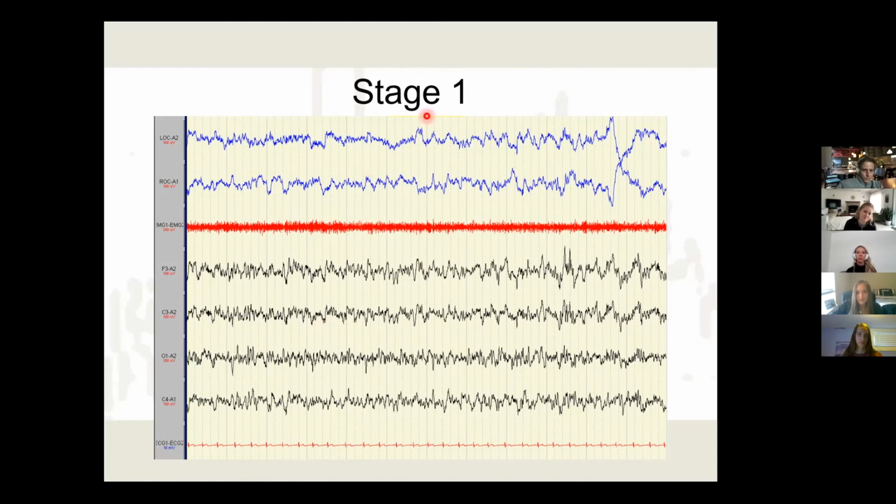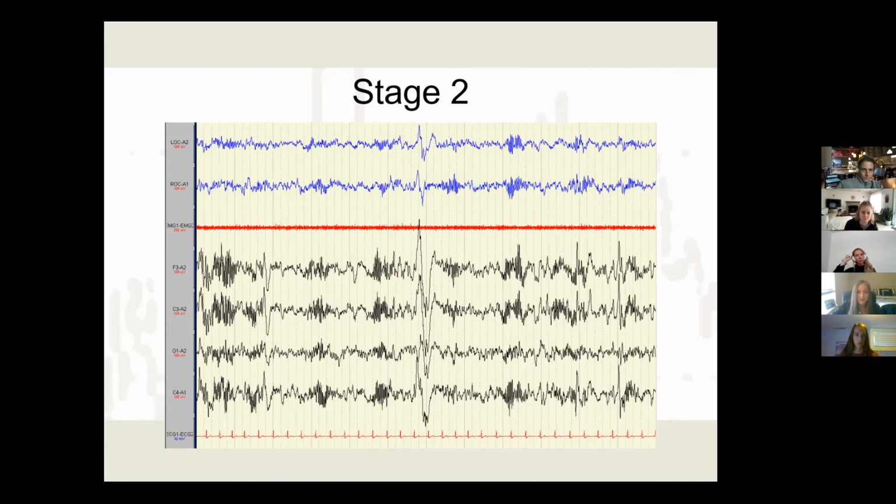Again, you can't see a bunch of eye blinks. So that's how I would classify it as stage 1. You're seeing theta waves. Stage 2, this one is a little bit easier to tell what stage you're in. You see this really nice K complex, and yeah.